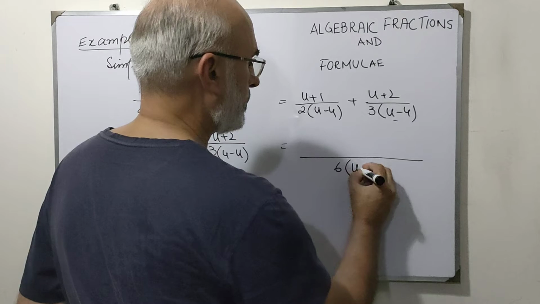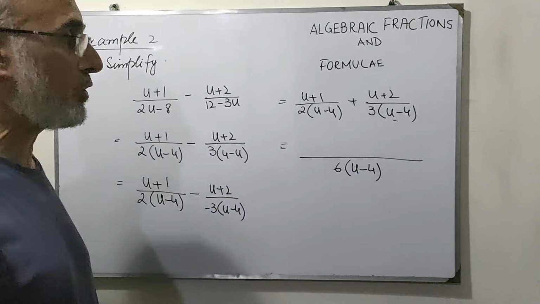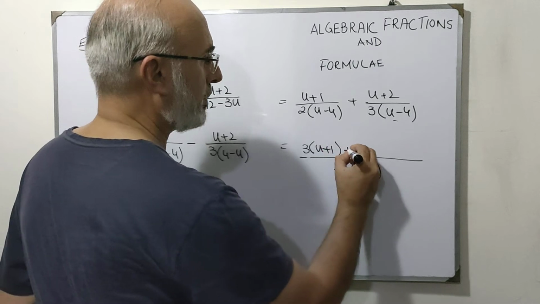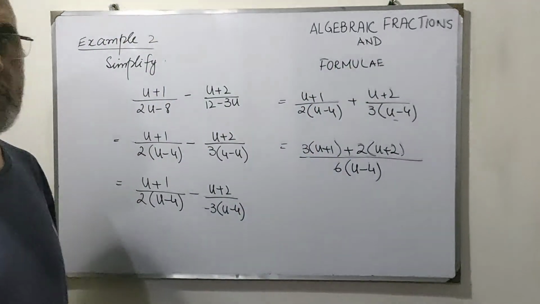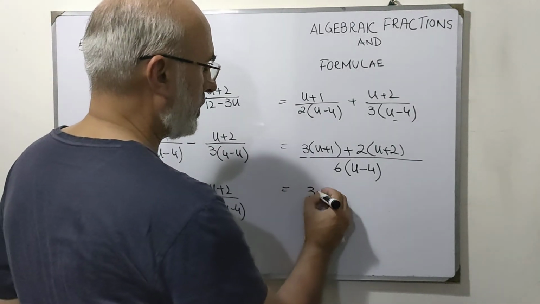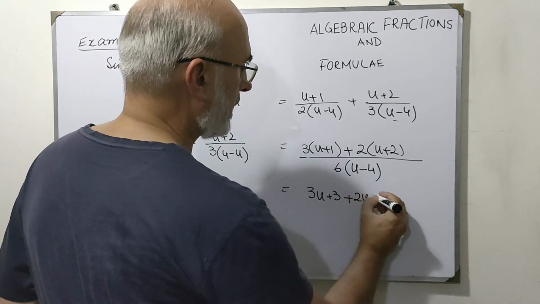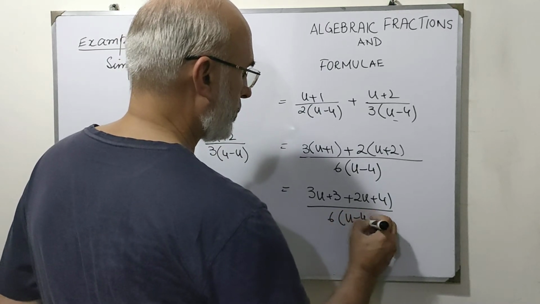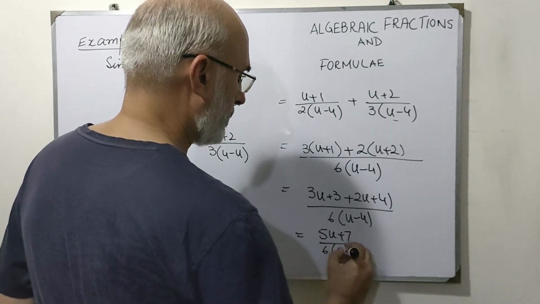6 into u minus 4. Okay, so what do I have here in the numerator? It is 3 into u plus 1, and then plus 2 into u plus 2. So I don't need to explain it because it is something which we have already done in the D1. Okay, now 3u plus 3 plus 2u plus 4 over 6 into u minus 4. So it is 5u plus 7 over 6 into u minus 4.